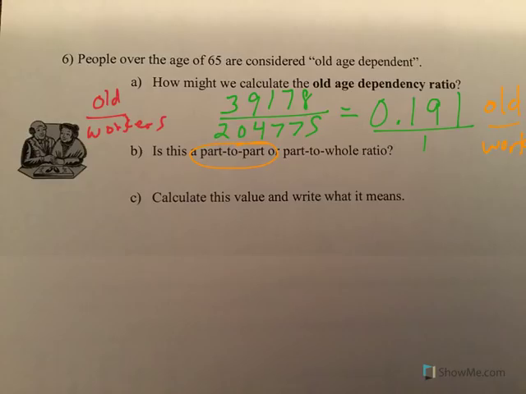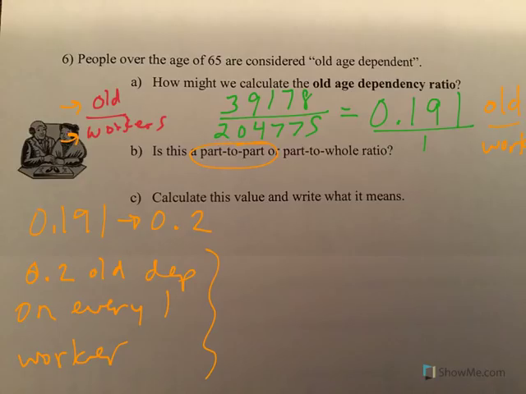Again, part to part, because old people and workers are both part of the population, and therefore we have to keep it as a decimal. So what does this mean? Oh, look at that, I already calculated it. It means that if I take 0.191, I'm going to go ahead and round that to 0.2. Be careful how you round it if you're doing your homework. But this is like 0.2 old people dependent on every one worker.